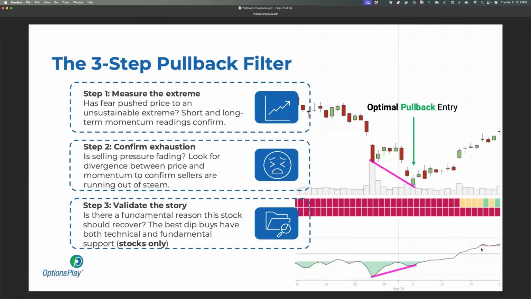So the three-step pullback filter, how to find these exact entry points where the goal is to try to enter the trend at the very bottom, right? So here's a stock. It doesn't really matter what the stock is. It's trending lower, it's trending lower, it's trending lower. And at some point it starts to reverse that trend and starts trending in the opposite direction. And what we're trying to do is identify it as close to this bottom candle as possible.